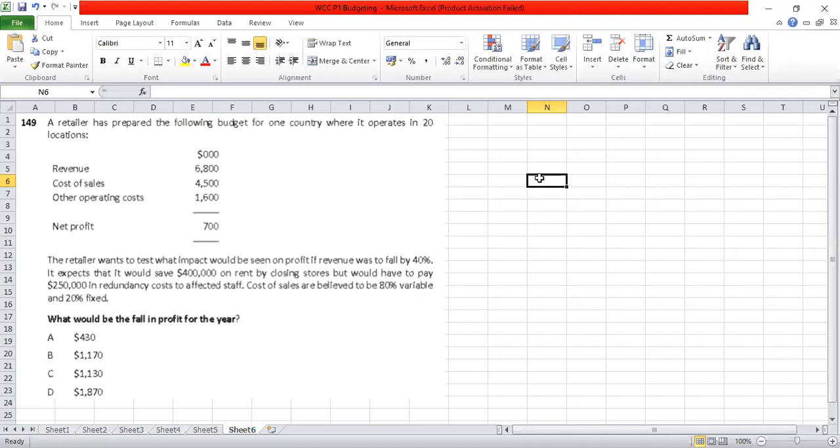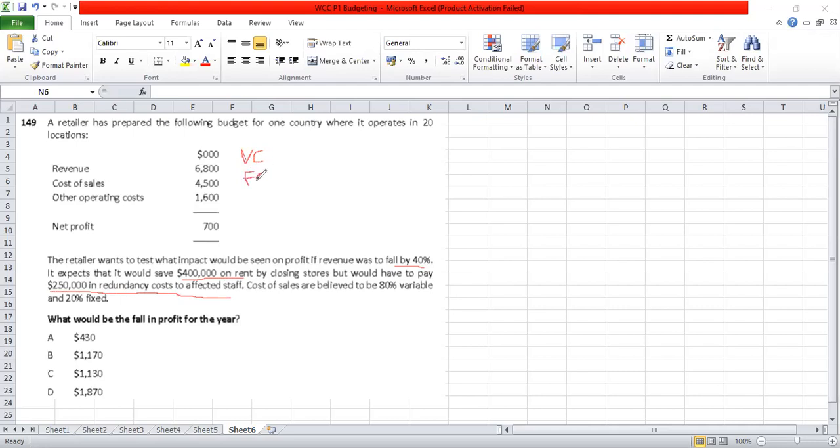What impact would be seen on profit if revenue was to fall by 40%? So that's the point here. The revenue was to fall by 40%. It expects that it would save 400,000 on rent by closing stores, but would have to pay 250,000 in redundancy costs to affected staff. Cost of sales are believed to be 80% variable and 20% fixed cost. So here the costs are classified as variable cost and fixed cost. Let's look into what is a variable cost, what is a fixed cost. Variable cost is a cost which varies proportionately with the output or sales here.